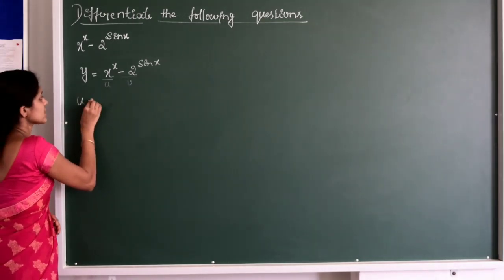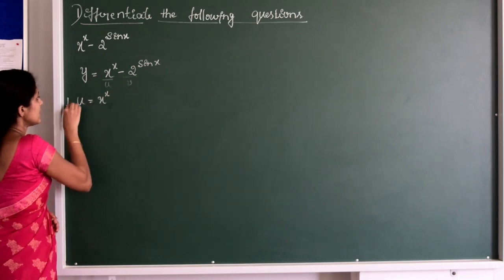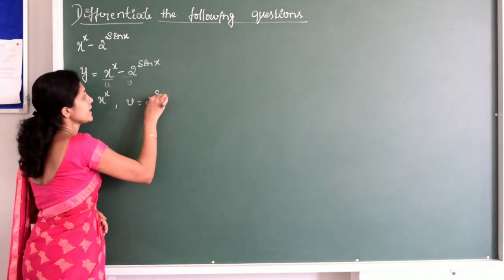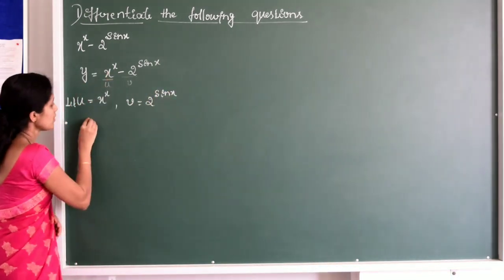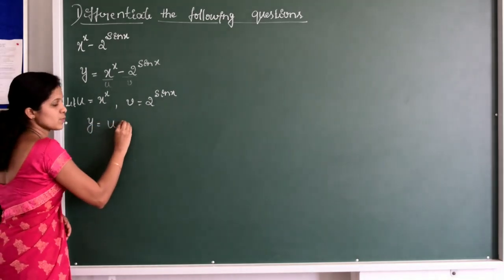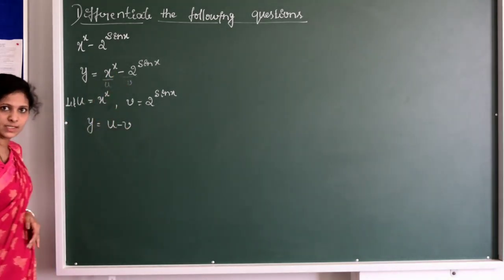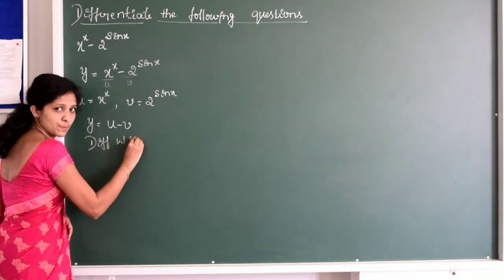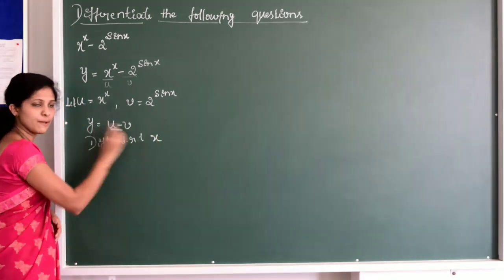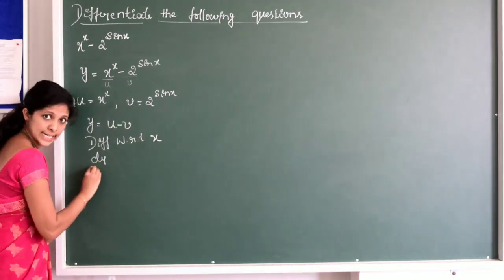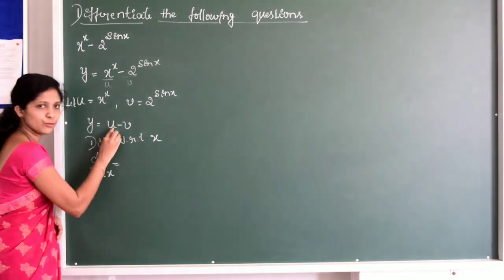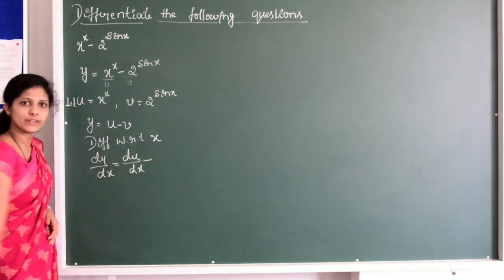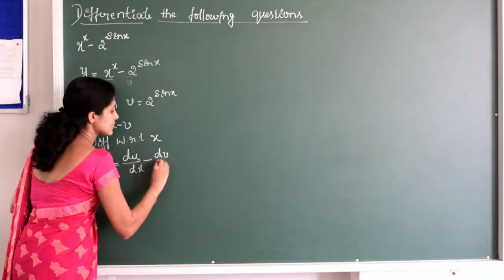We will consider u is equal to x to the power x. Is it clear? Let u is equal to x to the power x and v is equal to 2 to the power sin x. Now the function is of the form y is equal to u minus v. Now we differentiate with respect to x. So the derivative of y with respect to x, dy by dx, is the derivative of u, du by dx, minus the derivative of v, dv by dx.